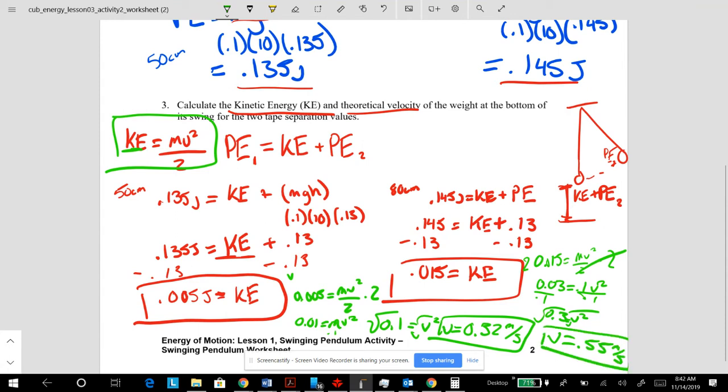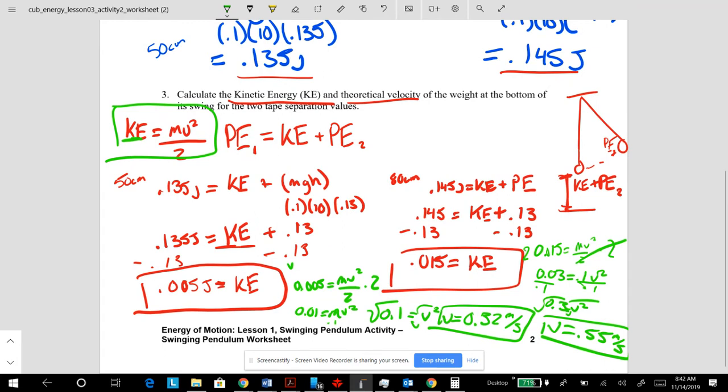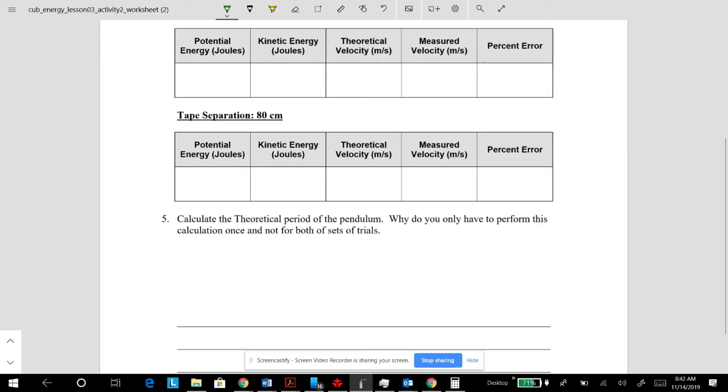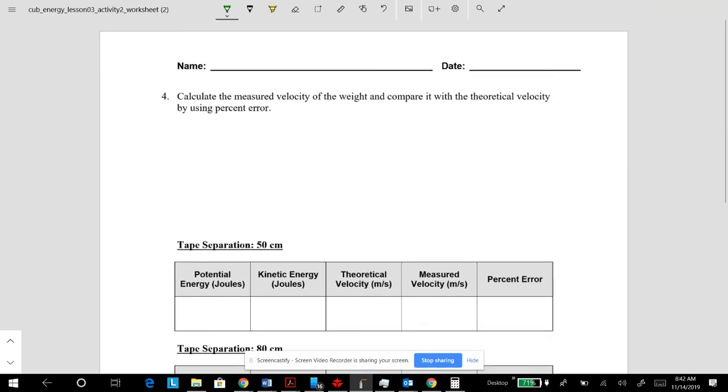All right, at this point we have both theoretical velocities and both energies for these ones. Now we need to move on to the fourth problem. Are we all on the same page at this point? If you go back and stop, do you have any questions? All right. Calculate the measured velocity of the weight and compare it with the theoretical velocity by using percent error. So you're going to calculate the measured velocity.